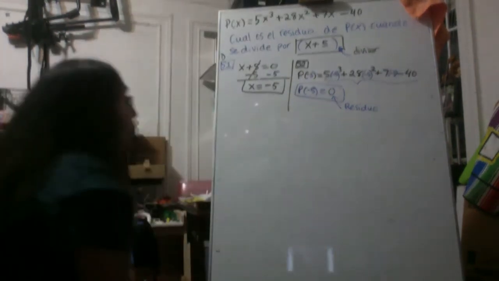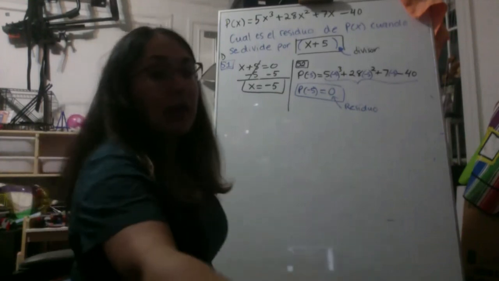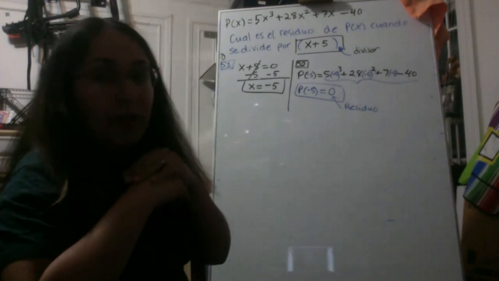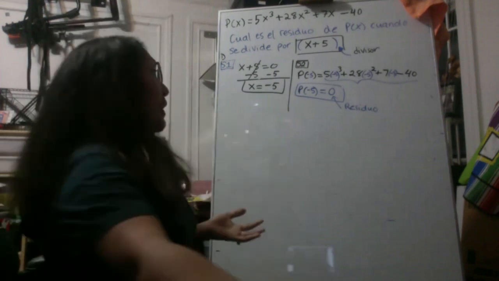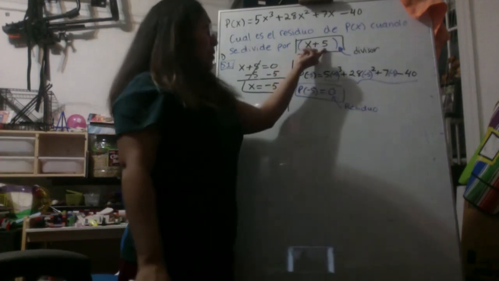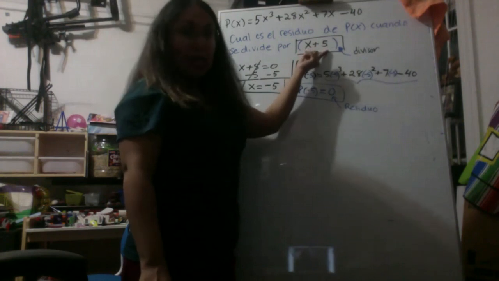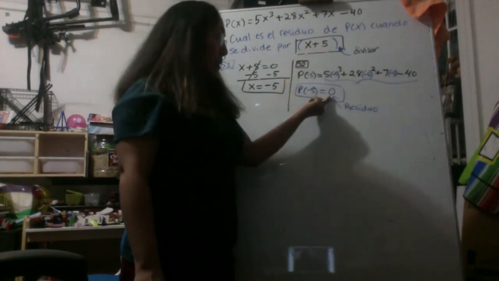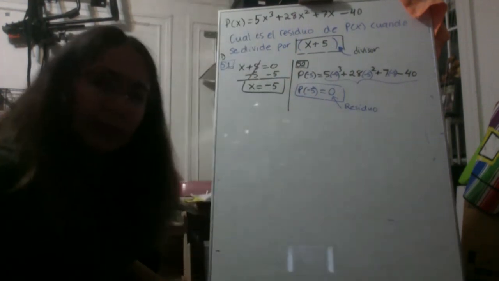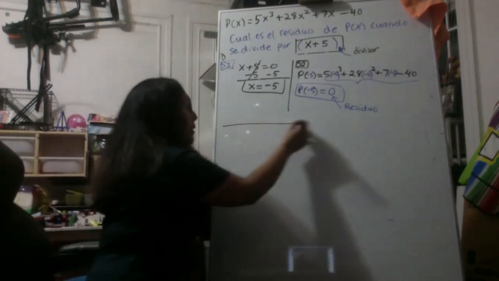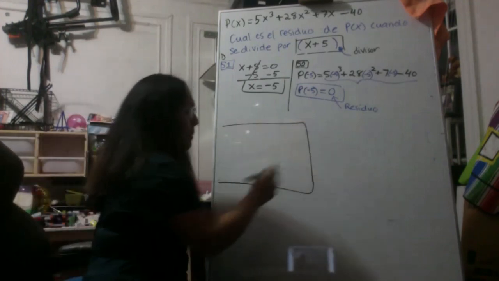Hay otro teorema que complementa el teorema del residuo y es el teorema del factor de polinomio. Y el teorema dice, cuando divides por una expresión, esa expresión es un factor si el residuo es igual a 0. Lo mismo también es cuando estás hablando de aritmética. Por ejemplo, mira, vamos a ir atrás en el tiempo.